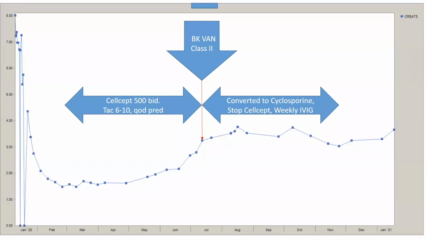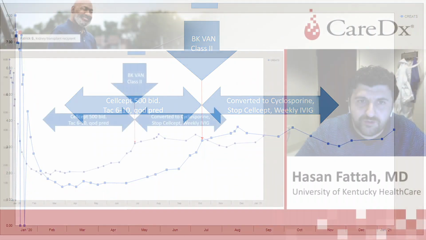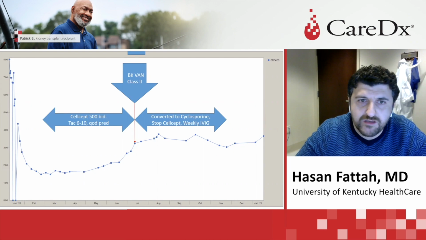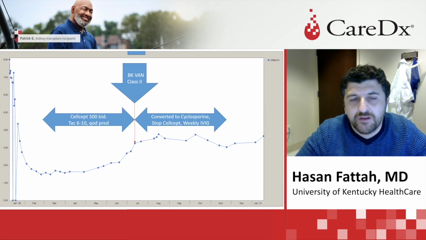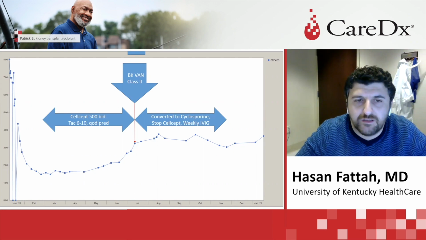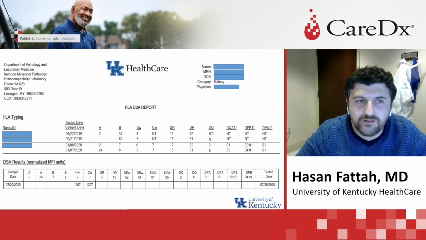The patient was treated with different protocols. She was converted eventually to cyclosporine, taken off the anti-metabolite completely, and kept on IVIG, with subsequent resolution of her BK viremia and AlloSure. Both AlloSure and viremia went down, while the creatinine remained about the same, which indicates significant background fibrosis in her biopsy. This is her HLA report, which came back negative.